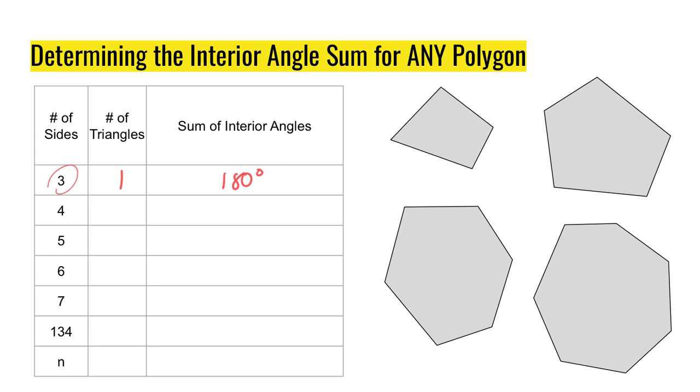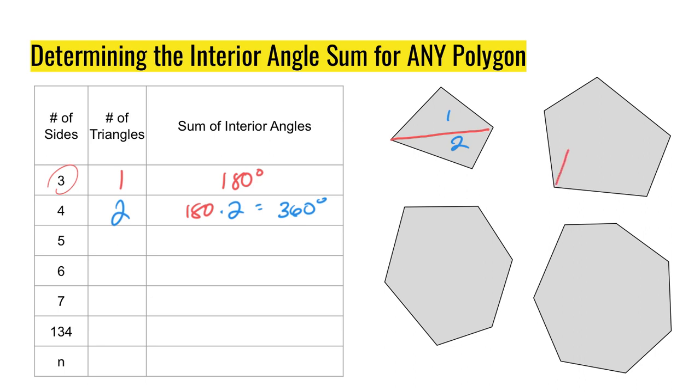When I look at this quadrilateral over here, we already determined earlier that I can draw 1 diagonal in order to create 2 triangles. Each of those triangles is 180 degrees, but times 2, I get a total of 360 degrees for this entire quadrilateral. We can continue this method.